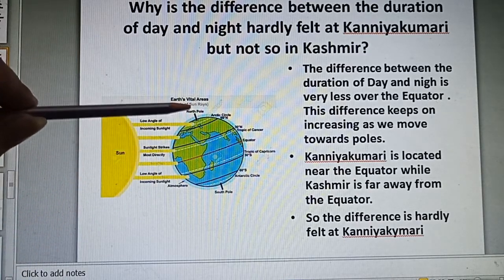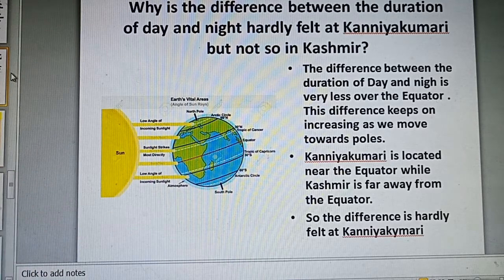Either we go towards the north pole or we go towards the south pole, the difference between the duration of day and night keeps on increasing.